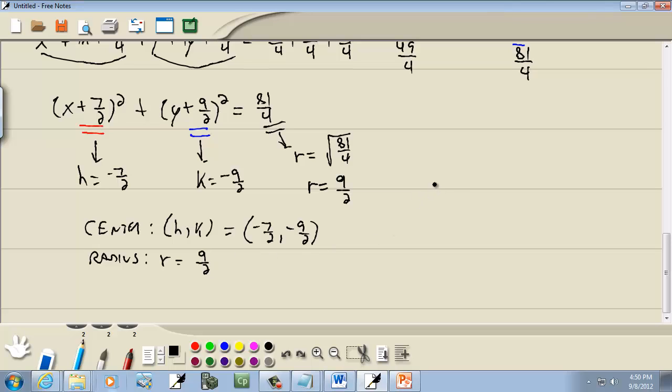Now, if you're wondering, why is it opposite sign? In our standard form, we had x minus h squared plus y minus k squared is equal to r squared. Notice how these have a minus in here. Whenever you have a minus in there, that always flips the sign of whatever you're finding.